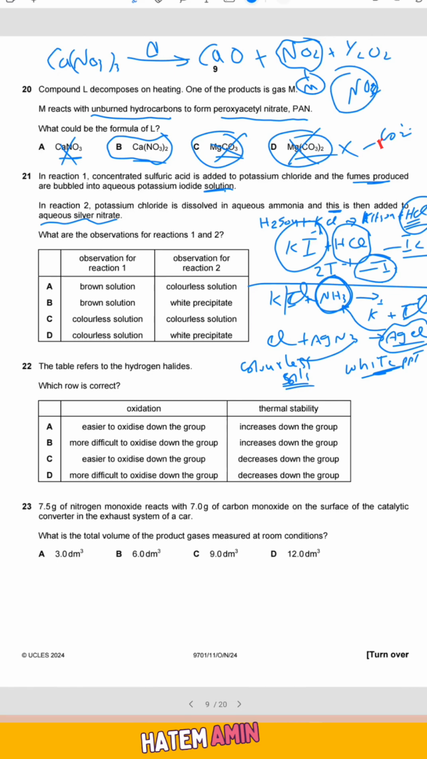Which one is the correct answer? A is brown solution and colorless solution. No. B is brown solution and white precipitate. No. C is colorless solution. Yes, C is correct, because both of them give us a colorless solution, or there is no change after the series of reactions in both of them. So the result should be colorless. Okay, thank you.